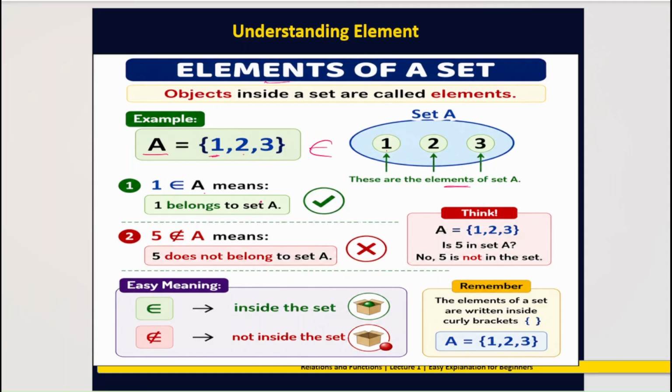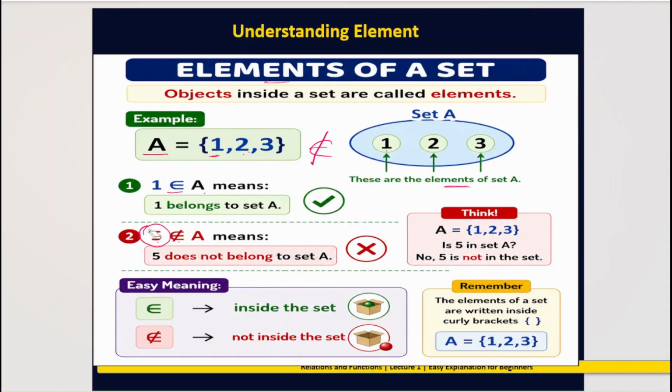Similarly, I can also write 2 belongs to A. If I select some random number which is not in the set, how will I represent that it does not belong? You just put a cross line. So if I have selected the number 5, 5 is not in the set, because the set only contains the 3 numbers 1, 2 and 3. 5 does not belong to set A, so I can represent it by 5, this symbol, A.